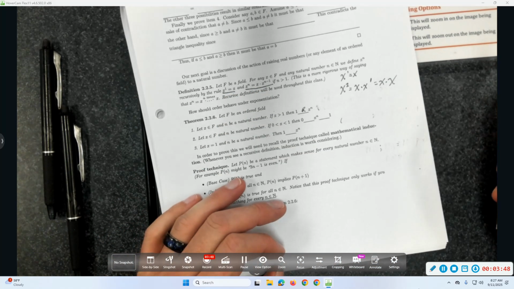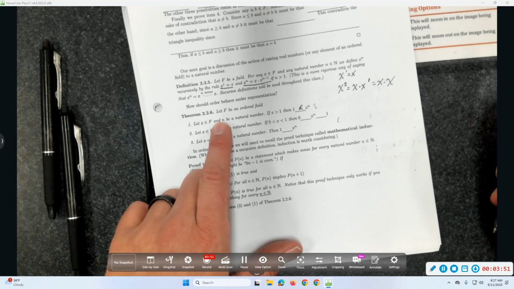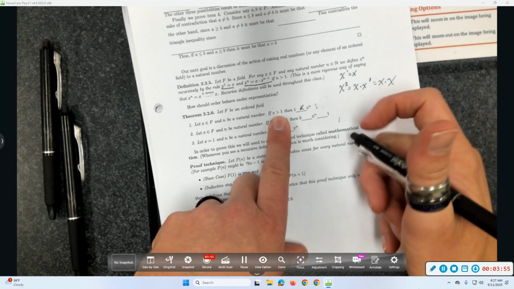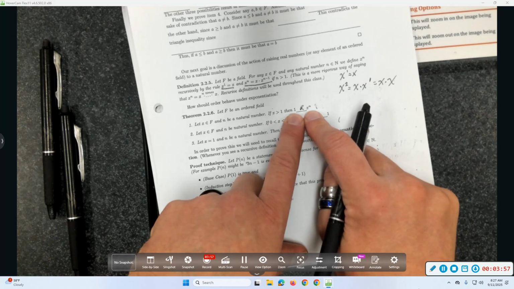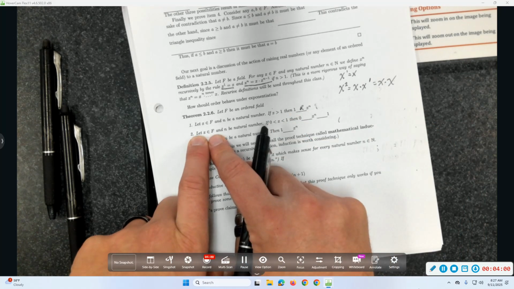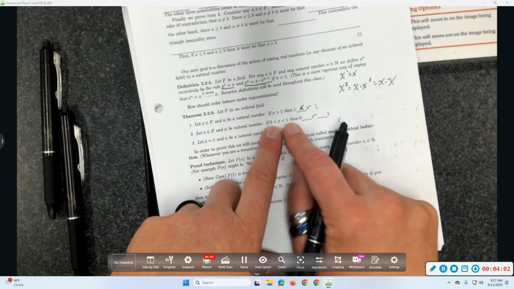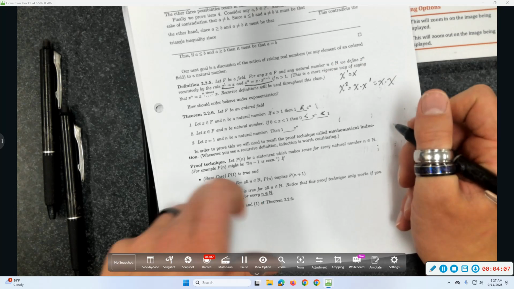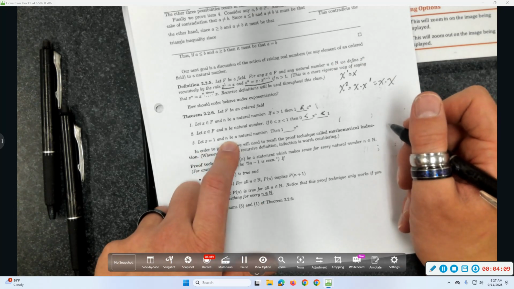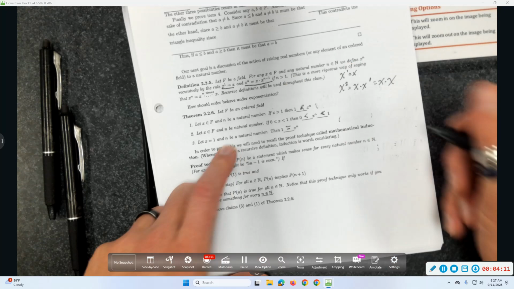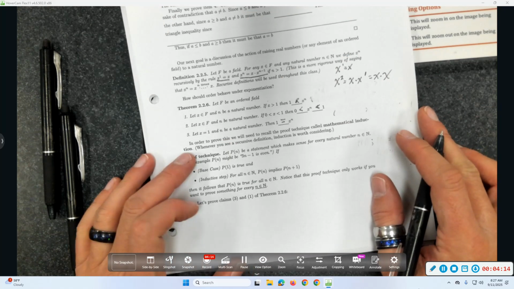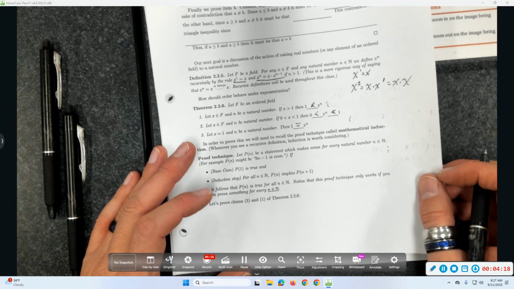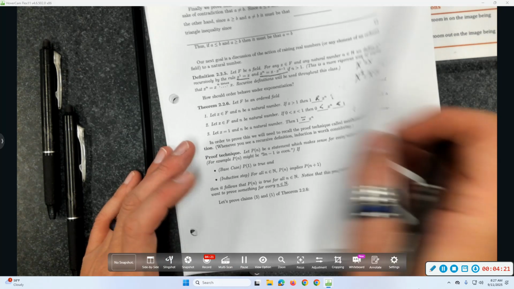Let F be an ordered field, a thing that we've talked about, and n be a natural number. If x is bigger than 1, then every power of x is also bigger than 1. Let x be an element of the ordered field and n be a natural number. If x is between 0 and 1, then so is every power x^n. If x is equal to 1 and n is a natural number, then 1 is, of course, equal to every power of x. So let's go through and we'll just prove each of those in the time that this recording will take. Right now I've taken about 4 minutes.